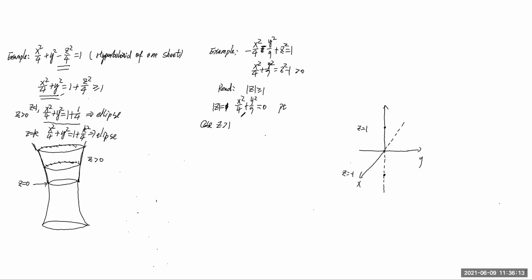And then when z gets bigger, for example, z is equal to k, k is greater than 1, we have this is k squared minus 1. This is greater than 0. This is an ellipse. As k gets bigger, your ellipse gets bigger. Finally, you get a picture like this. For different z, it's an ellipse.